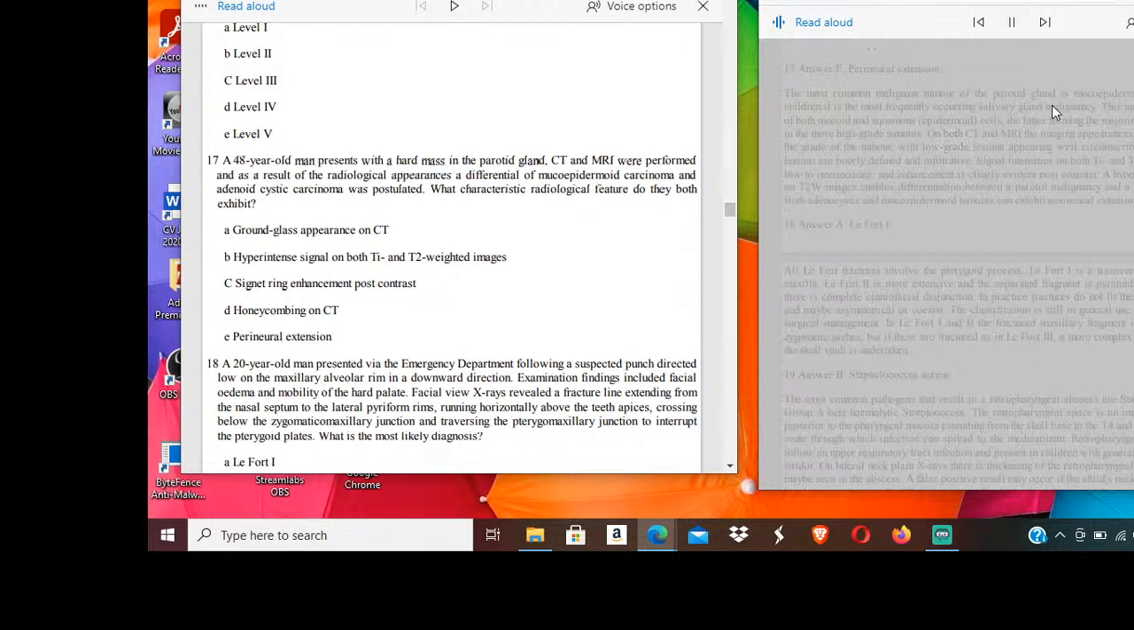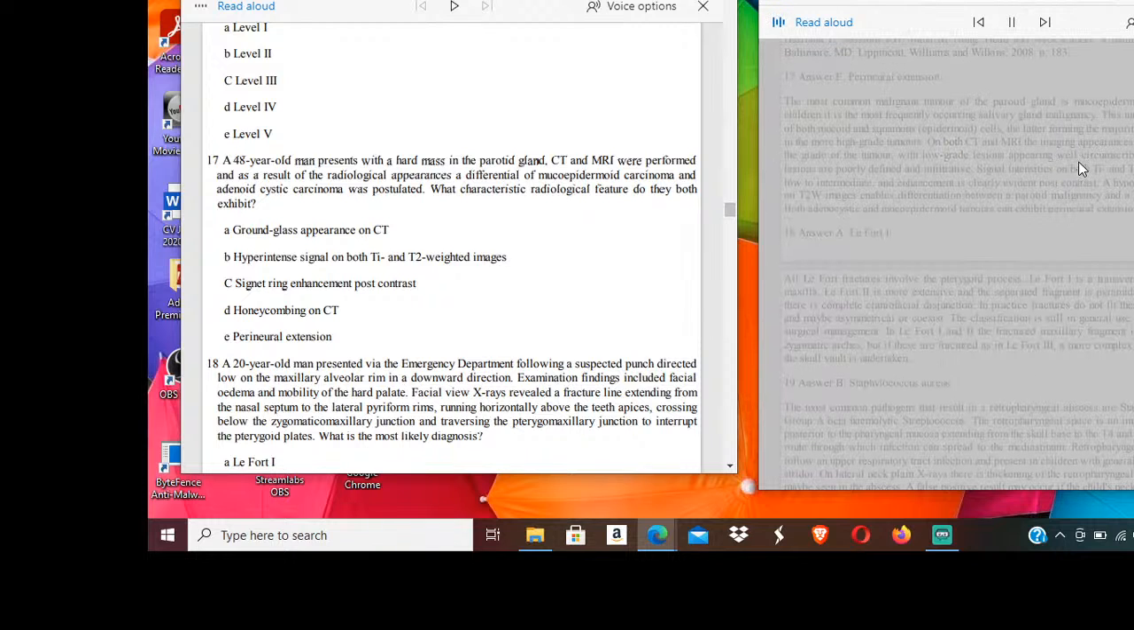Baltimore, MD, Lippincott, Williams and Wilkins, 2008, p. 183. 17. Answer E. Perineural extension. The most common malignant tumor of the parotid gland is mucoepidermoid carcinoma, and in children it is the most frequently occurring salivary gland malignancy. This tumor type is composed of both mucoid and squamous epidermoid cells, the latter forming the majority of the cell population in the more high-grade tumors.